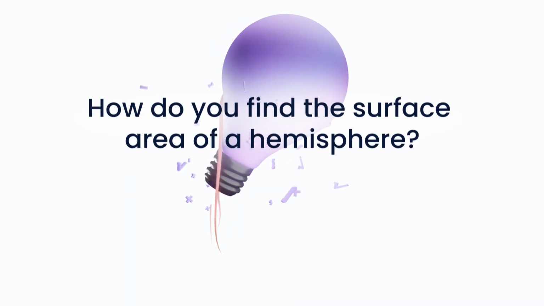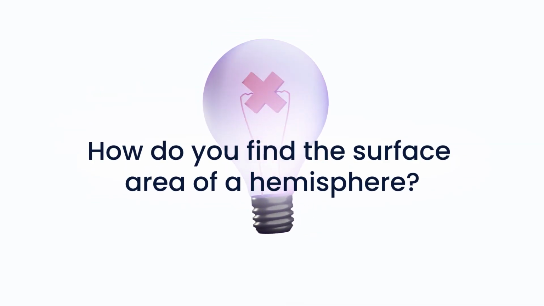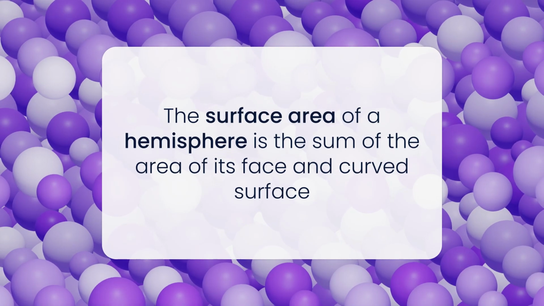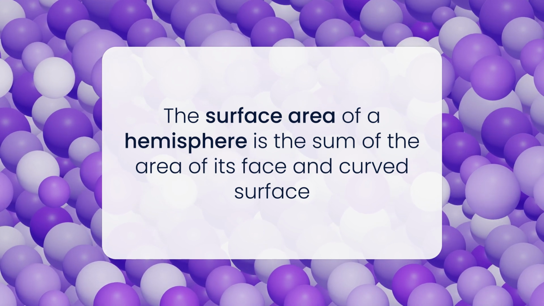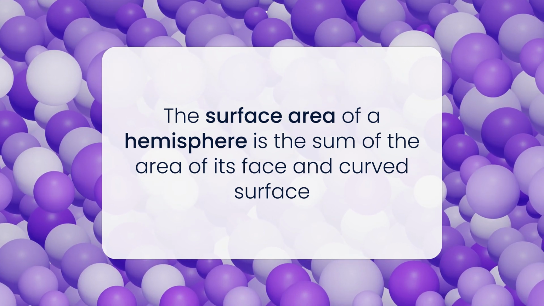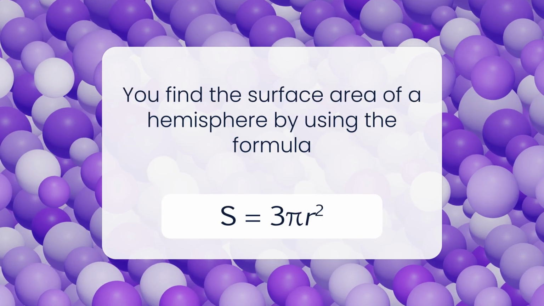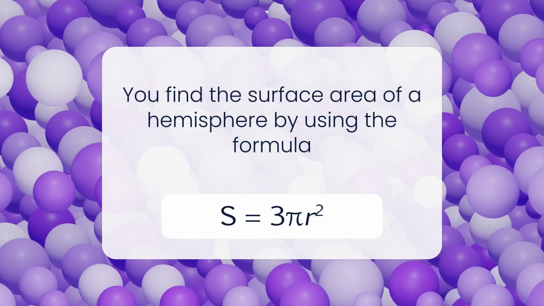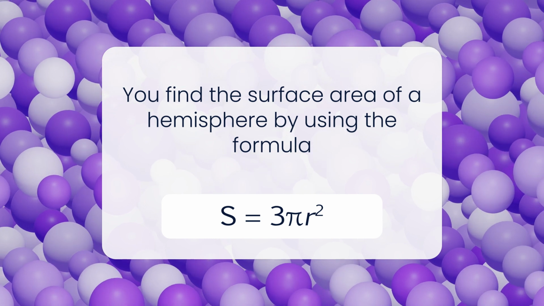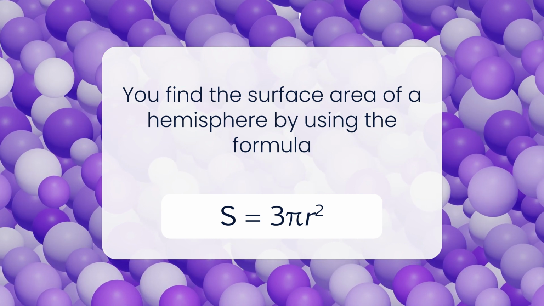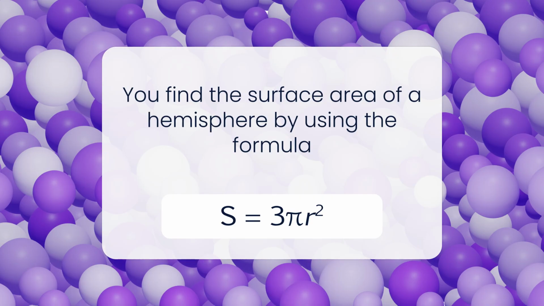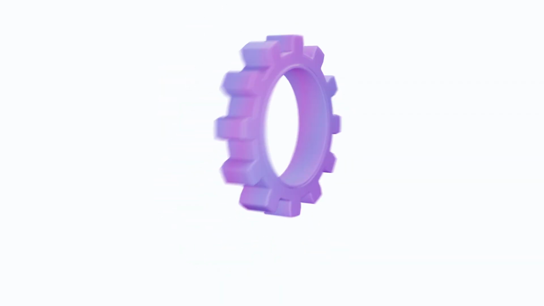How do you find the surface area of a hemisphere? The surface area of a hemisphere is the sum of the area of its face and curved surface. You find the surface area of a hemisphere by using the formula 3 times pi times the radius squared. Let's look at an example to further our understanding.